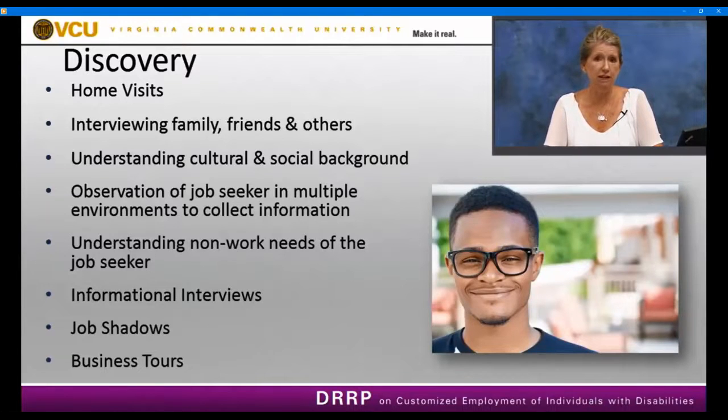We take a look at the environment. We observe what's going on in that environment. Is it a young adult who has certain chores that they do on a regular basis? Oftentimes we might see sports memorabilia scattered around the home. Is that something that the individual that we're working with has, or is that part of the family's collection?